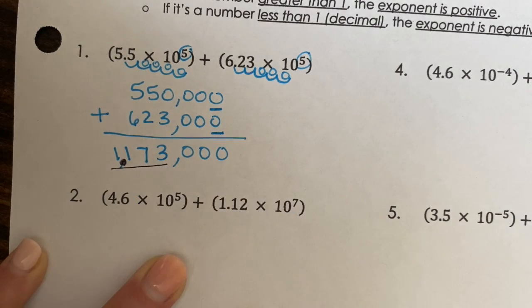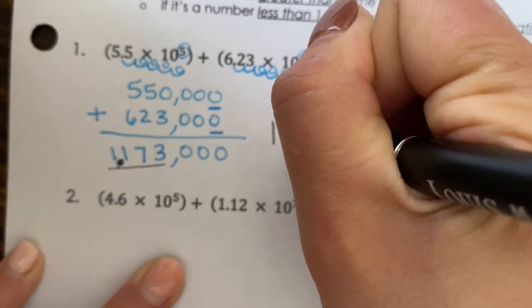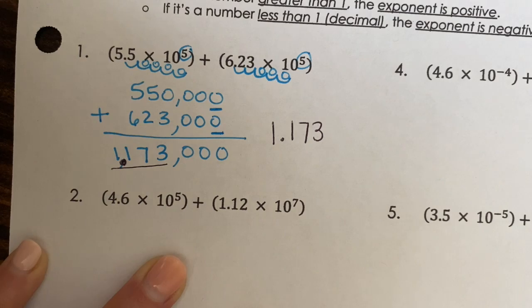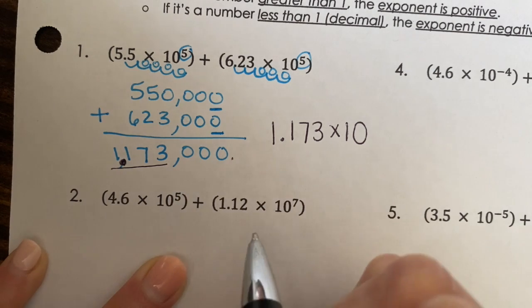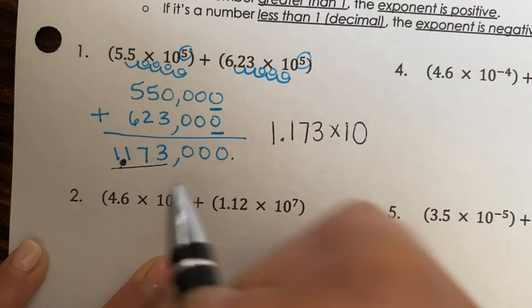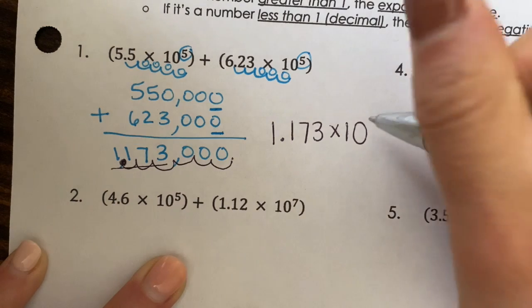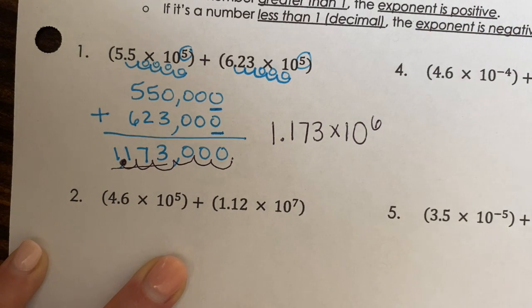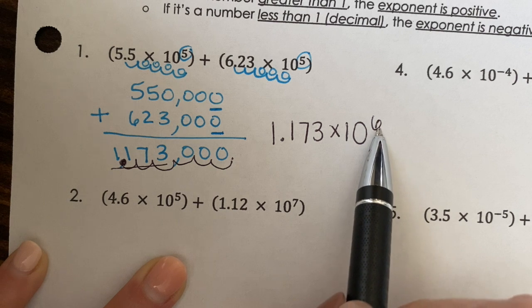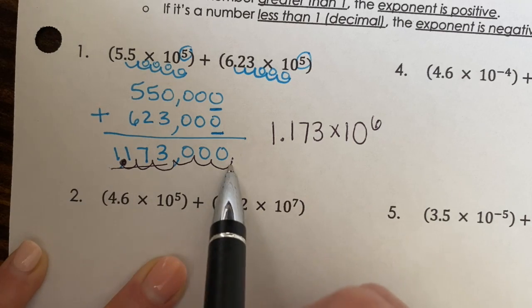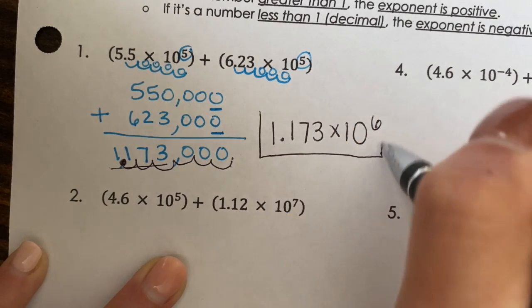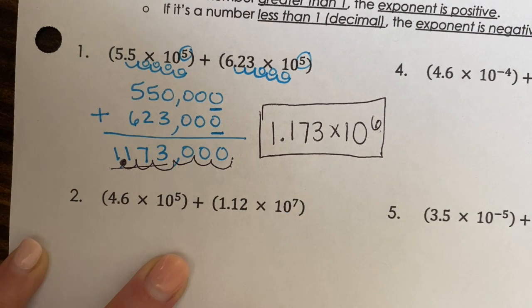This is going to be our first number. So 1.173. Multiplication always comes next, so times 10. And then you have to have your exponent. Our original decimal was back here, and we moved it to here. So it moved 1, 2, 3, 4, 5, 6 times. So our exponent is 6. And the last thing you have to ask yourself is, is this going to be a positive exponent or a negative exponent? Because this is a large number, we're going to keep it positive. So this is your final answer.